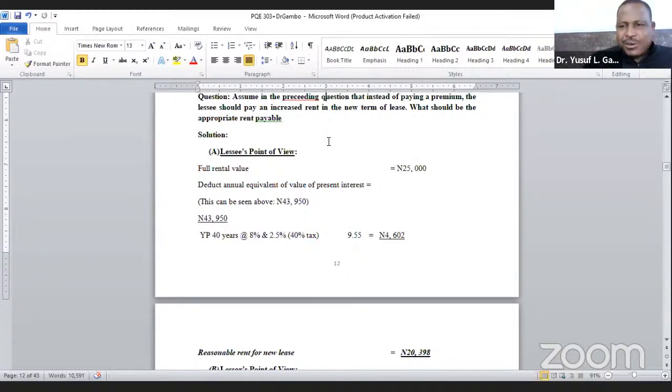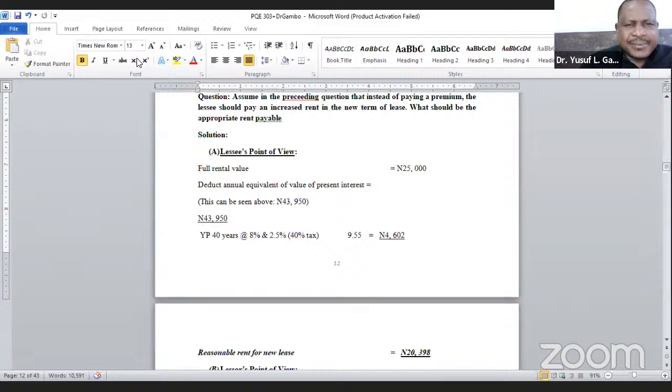Oh, smart. I wish I could control this thing myself, but no. Now, since you have the lecture study pack, when you do that, you divide by YP, 40 years at 8% and 2% tax at 40. What you have is 9.55. Then multiply it by 25,000. Now, a reasonable rent for the tenant is 20,398. We all know how we arrive at that one.